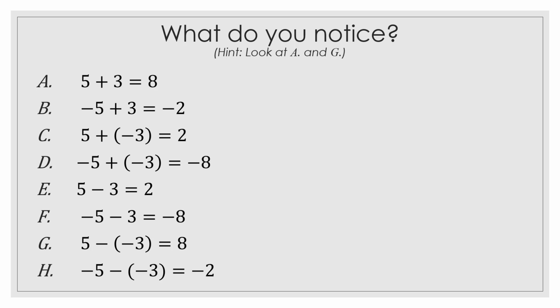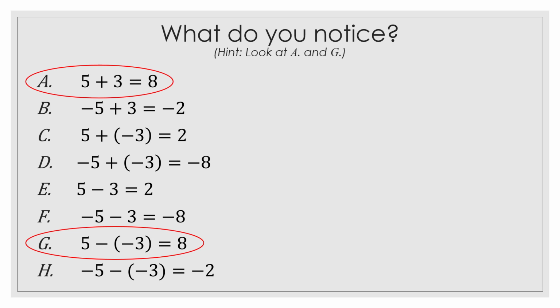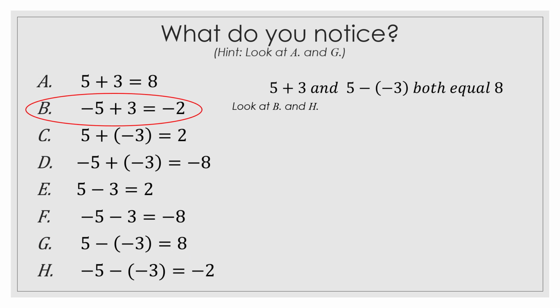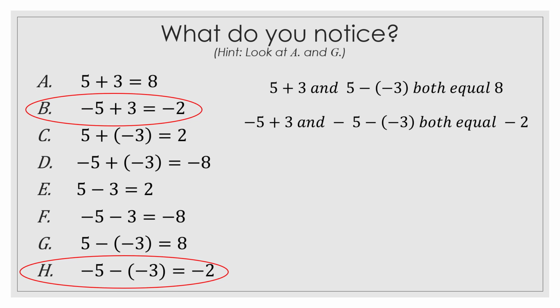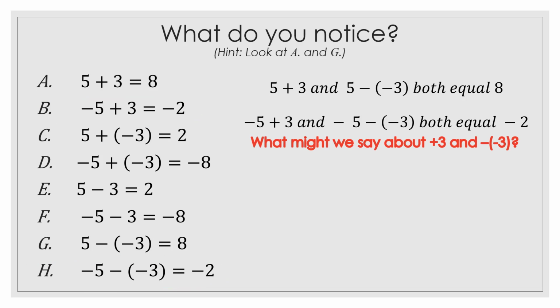This time we're going to look at patterns. So my hint here is look at A and G. What do you notice? I notice that 5 plus 3 and 5 plus negative 3 both equal 8. They both have the same answer. Look at B and H. Same thing again, they have the same answer. So negative 5 plus 3 and negative 5 minus negative 3 both equal negative 2. They both have the same answer.